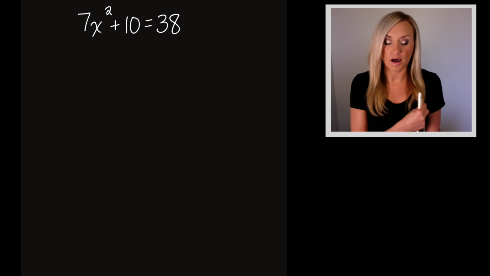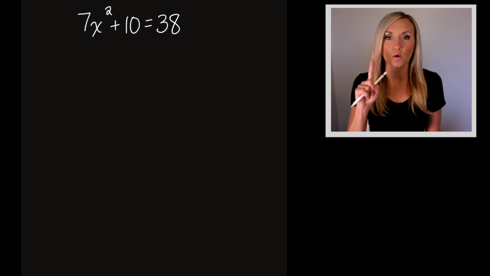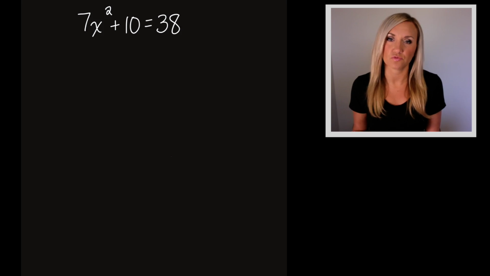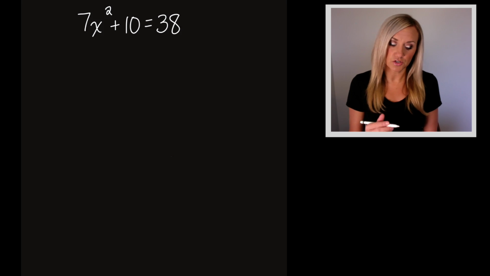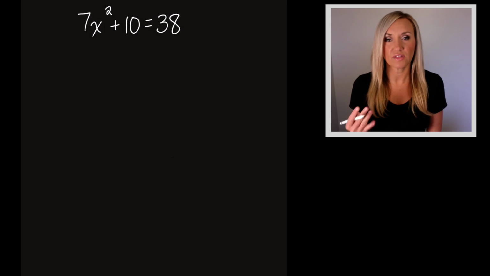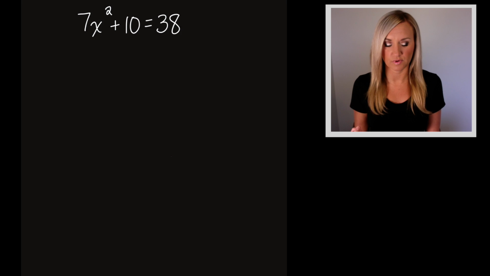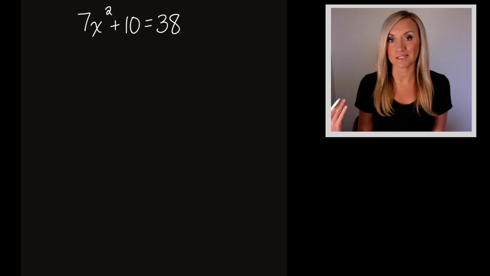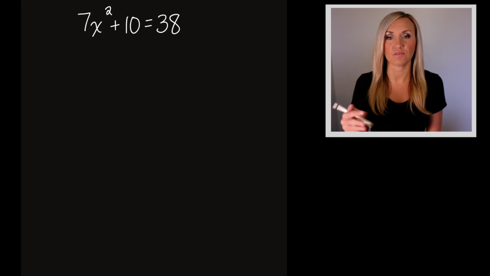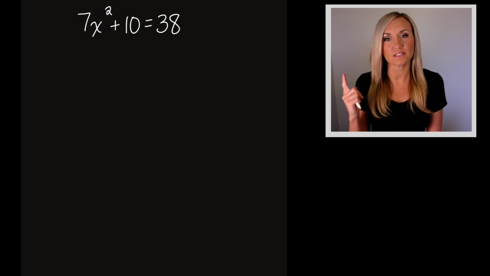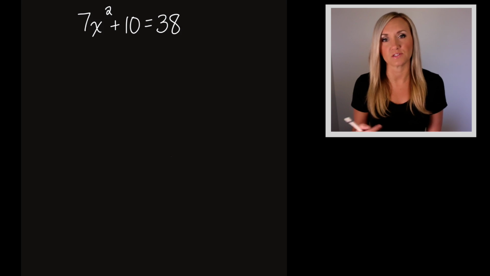So far in our learning, most of our problems have equaled 0, or we've had to change it if it did not. Also, I want you to notice that only one of the terms has a variable. That leading term, the 7x squared, is the only term that has an x. The 10 doesn't have an x, and the 38 does not have an x.